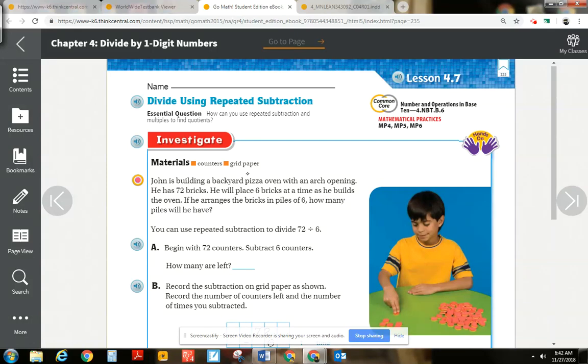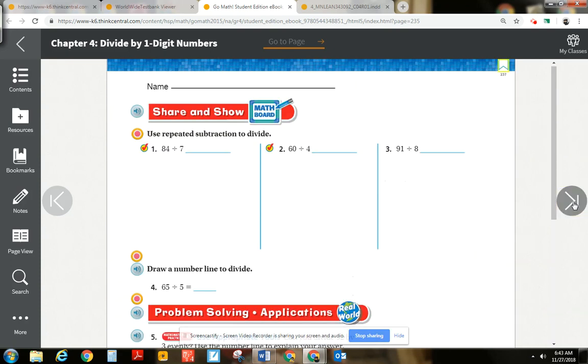We are going through 4th grade Go Math, lesson 4.7, and this is divide using repeated subtraction. And I really like this lesson as we work with division. Remember, division is just a faster way to subtract. So we're going to get started with a couple of examples, and this first problem is 84 divided by 7.